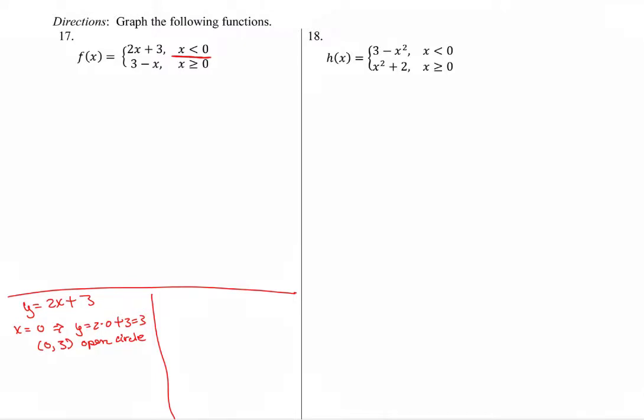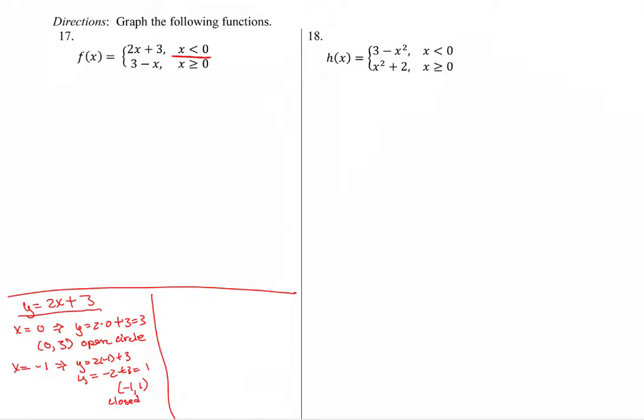All right. Then we're going to let x equal -1 because we need a second point to graph a line. So y equals 2 times -1 plus 3, so that's y equals -2 plus 3, so that's 1. So we have the point -1, 1. And that will be a closed circle because it is less than 0. So this is closed. Okay, and that's all for this line.